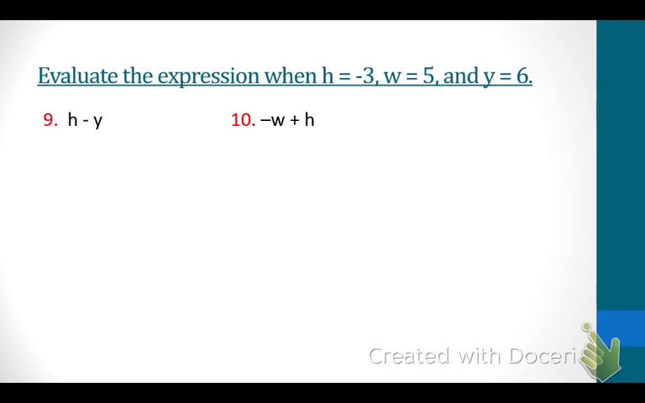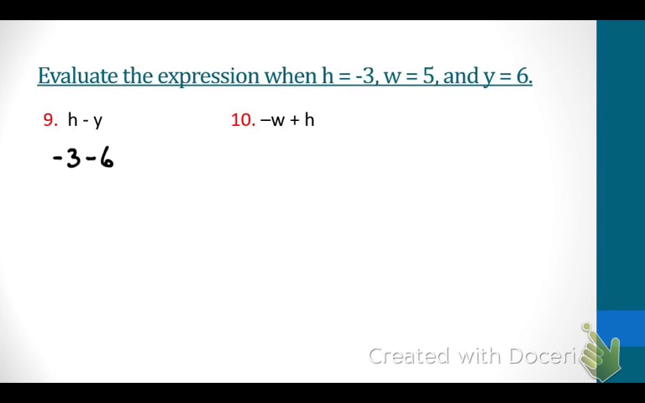For the next part, it says evaluate the expression when h equals -3, w equals 5, and y equals 6. Repeat after me. Plug it in, plug it in. All right, so all we're doing is plugging in those numbers for these different letters. Hope, what should I write for the very first one? All right, we're going to put instead -3 minus 6.